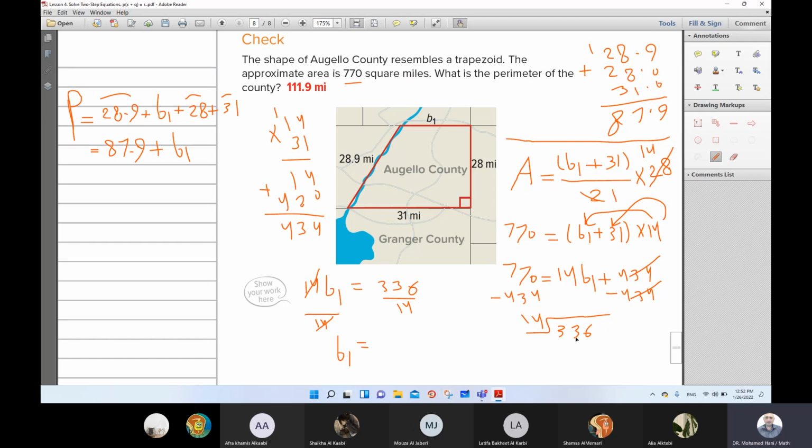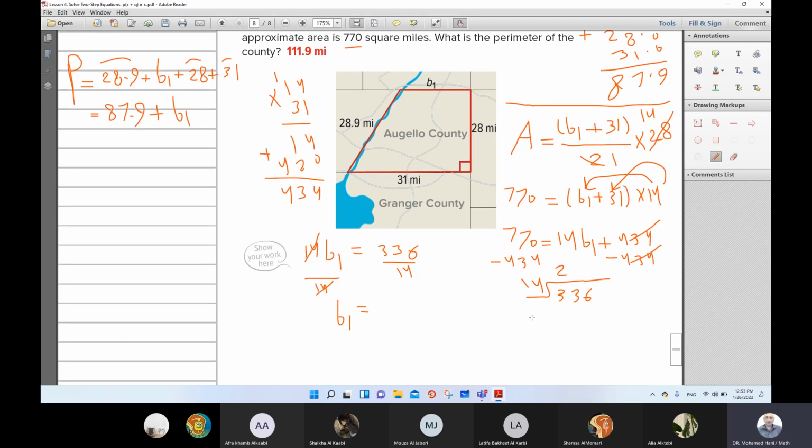Here you have two digits, so the two digits here. 33 divided by 14 will be 2. 2 times 14 will be 28. Now 33 minus 28 will be 5. Then drop here 6. 56 divided by 14 will be 4. 4 times 14 will be 56. So b1 equal 24.